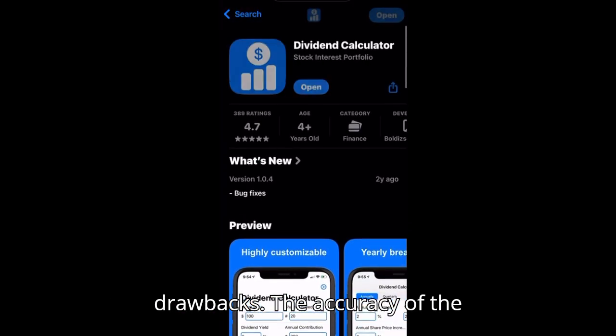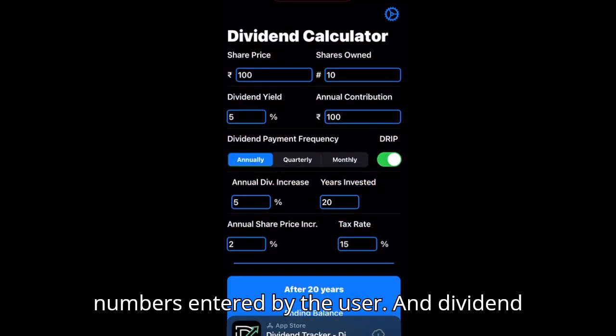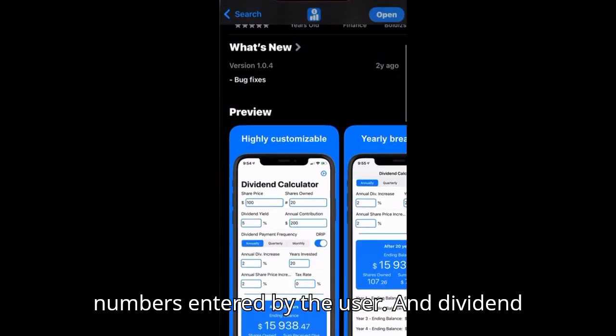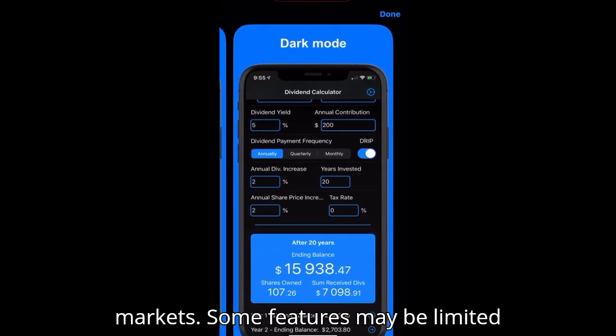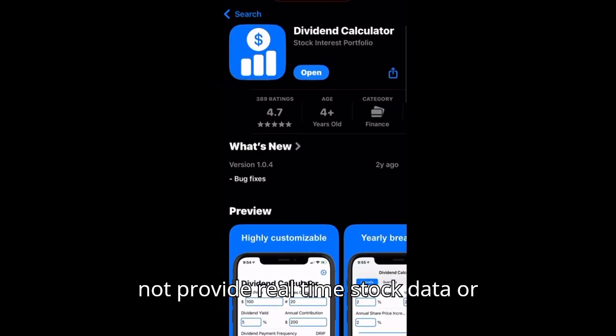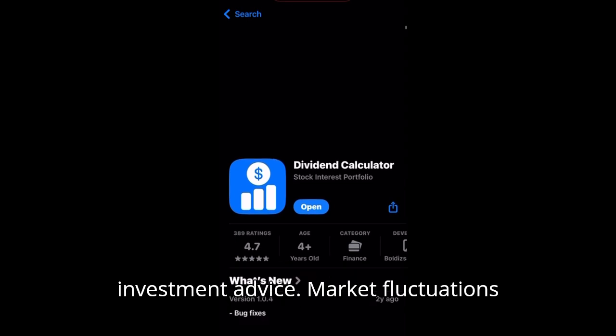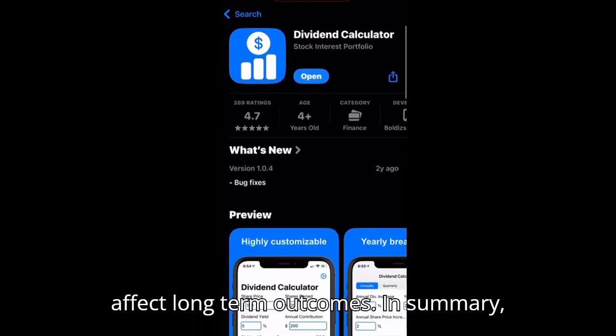However, there are some drawbacks. The accuracy of the projections depends entirely on the numbers entered by the user, and dividend payments are never guaranteed in real markets. Some features may be limited depending on the app version, and it does not provide real-time stock data or investment advice. Market fluctuations and company policy changes can also affect long-term outcomes.